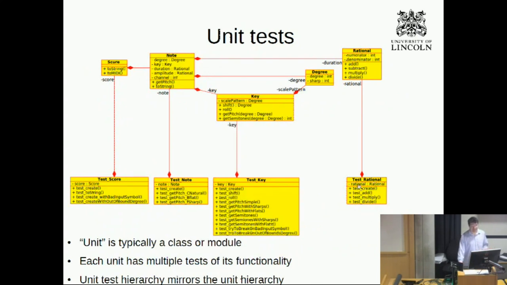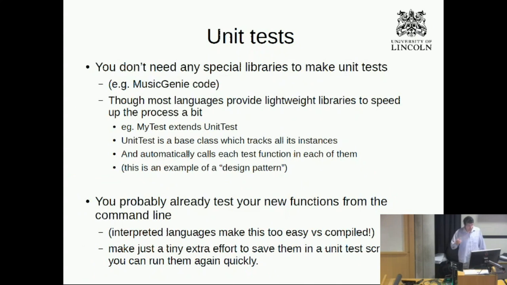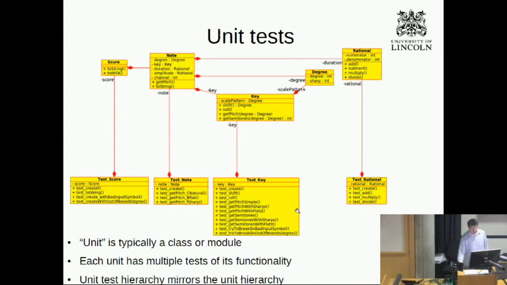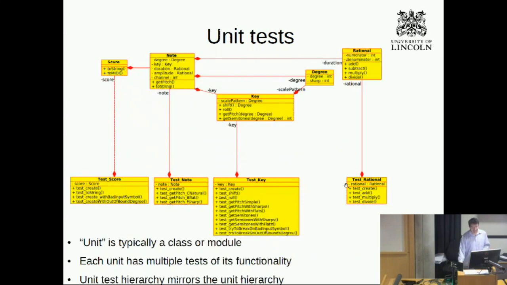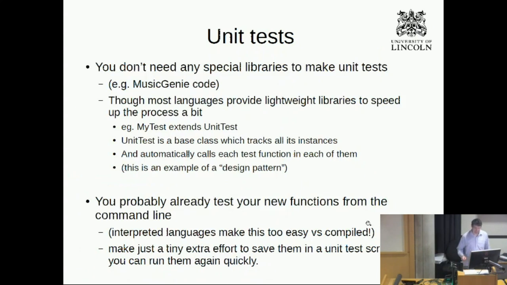I just created a bunch of classes, and each class corresponds to a class in the code, and it's got a bunch of test functions, and I call them one at a time. However, most languages nowadays will give you some kind of lightweight library that will just automate a little bit of that. So, for example, in my code, I have to manually go through and call every one of these test functions that exist, and a nice test library will do that for you. It will know that these things are test classes, and it will know they have a bunch of functions, and it will find them and call them automatically.